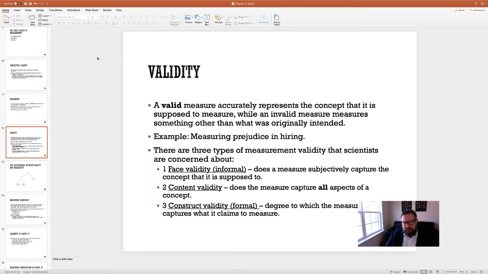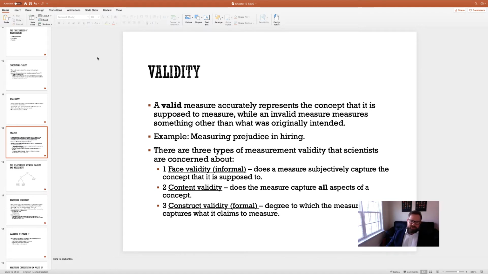So a valid measure is a measure that accurately, in some sense or other, measures the concept that it sets out to measure. And there are three types of validity. There's what we call face validity, there's content validity, and construct validity. Face validity is the most basic type of validity, where this is all conceptual, it's not really formal. And the question that you want to ask there is, does the measure subjectively capture the concept that it's supposed to, right? Can you look at the measure and say, oh, okay, that accurately measures the concept that it's supposed to measure?